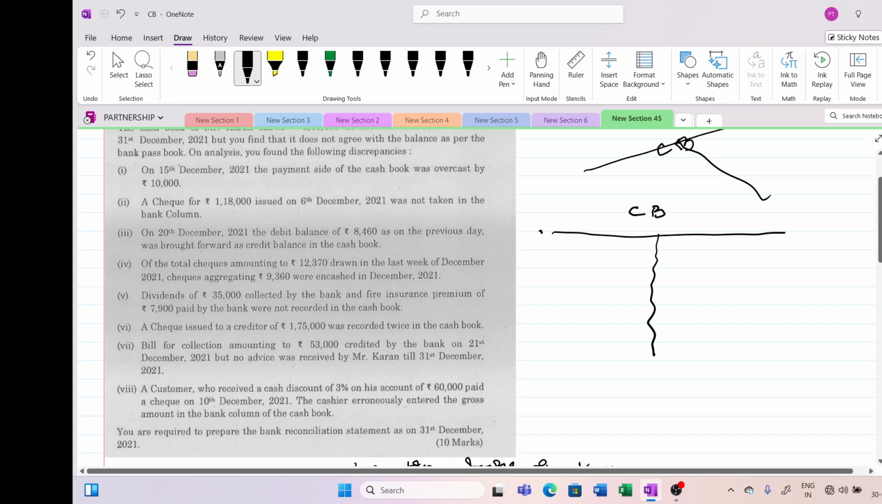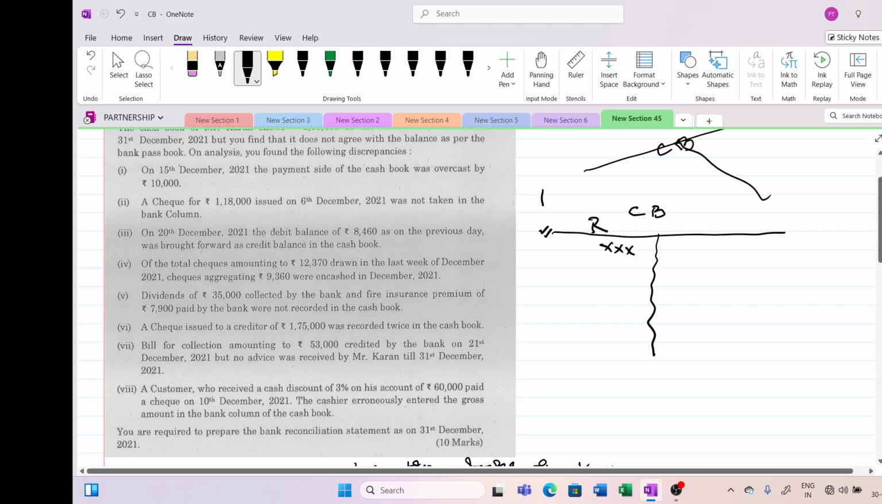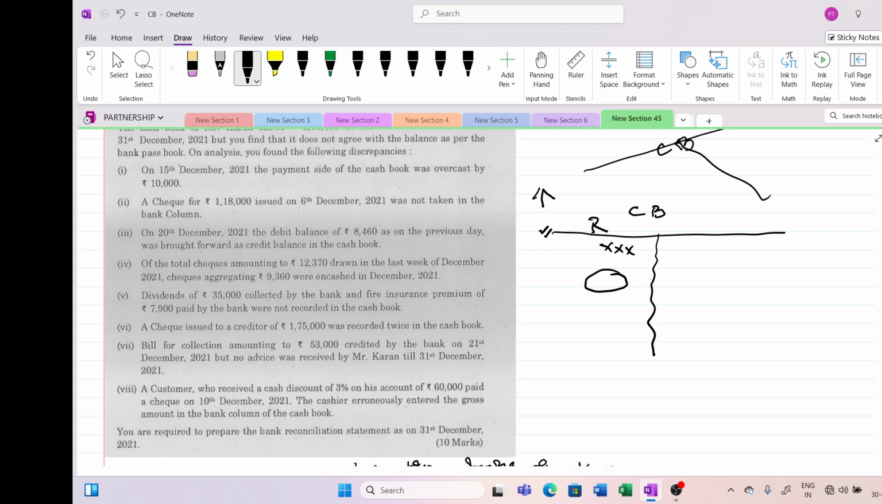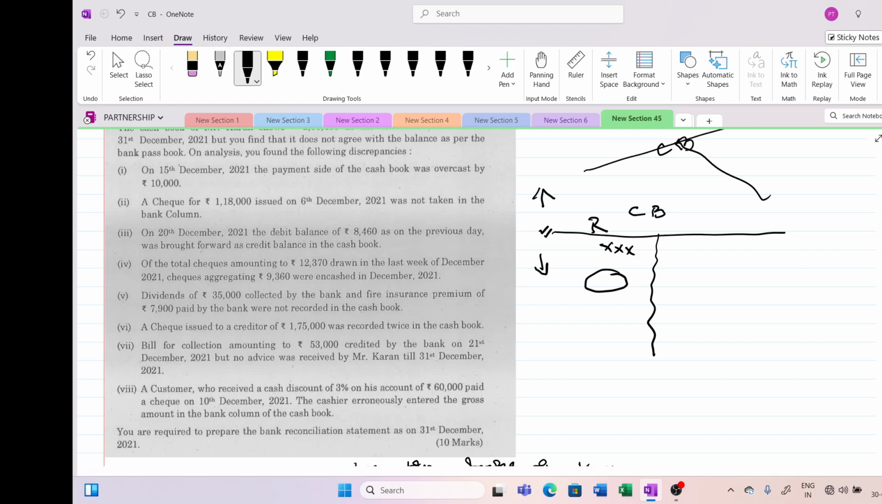In the cash book, if you write anything on the receipt side, it means you are increasing your balance. If you are not writing anything here, that has to be written. You have to write something, but you forgot to write, or you are not writing, it means you are decreasing your balance. You understand this? Then the bank reconciliation is very, very easy.